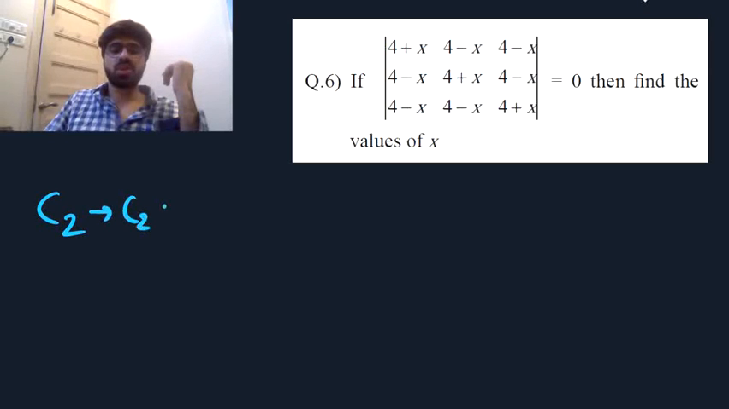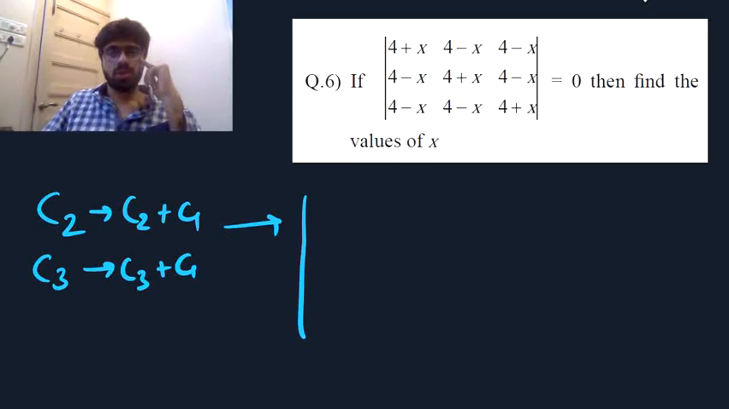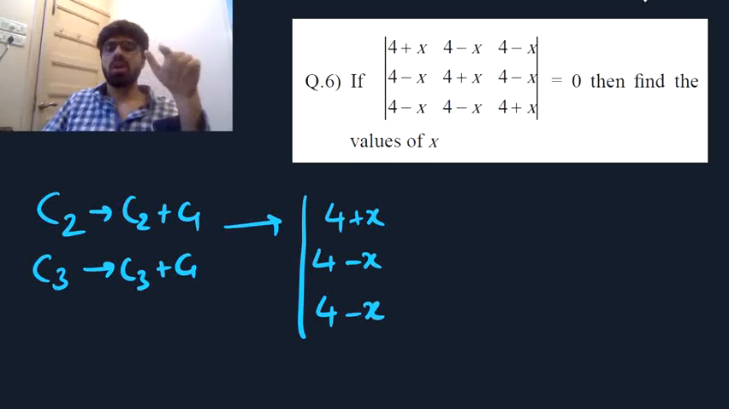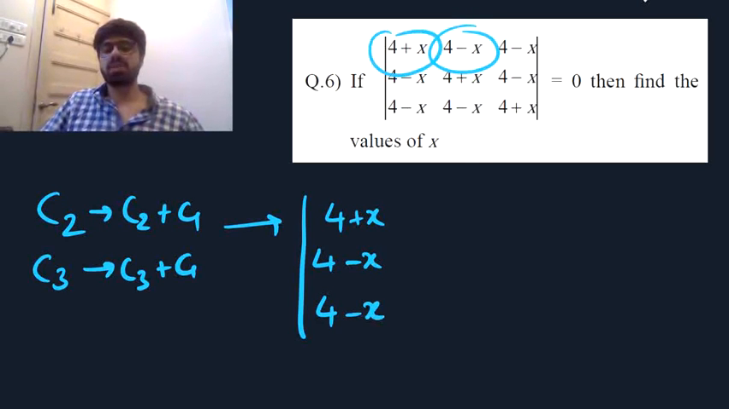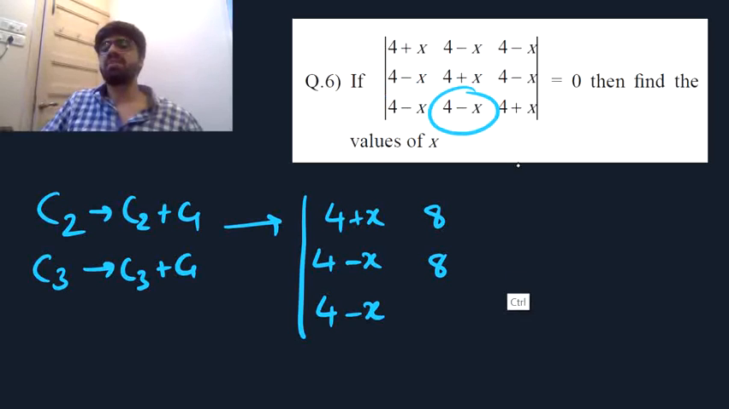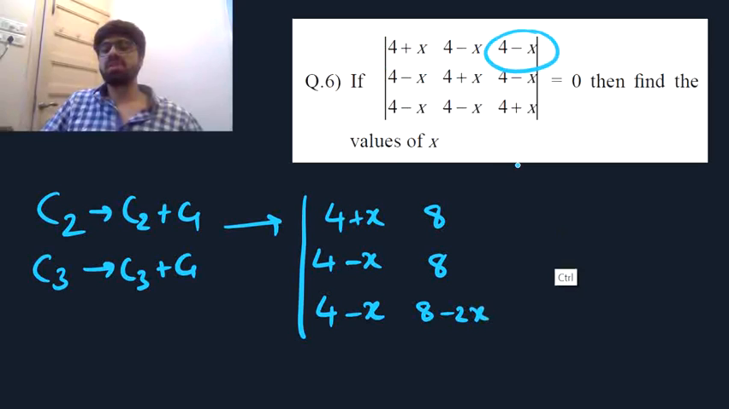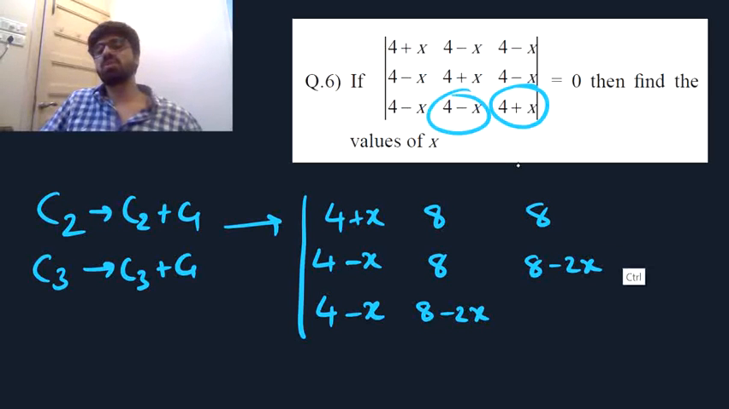Okay, so with the transformation of C2 plus C1 and even C3 plus C1, the determinant will look like this. So we will have 4 plus x. The first column is unchanged. The second column will be this plus this. So that will be 8. This plus this, that will again be 8. And this plus this, that will be 8 minus 2x. This will be this plus this, that is 8. This plus this, which is 8 minus 2x. And this plus this, which is equal to 8 again.